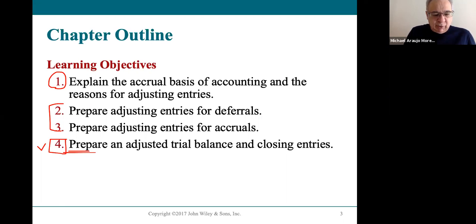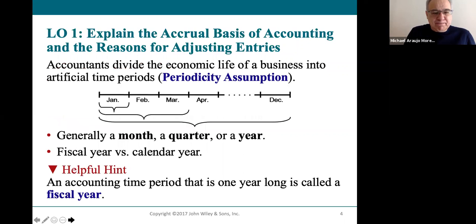Objective four, learning objective four in this chapter. But today we take it easy with some interesting concepts to understand about accounting. So first of all, what you're learning are some of the rules that are part of generally accepted accounting principles.